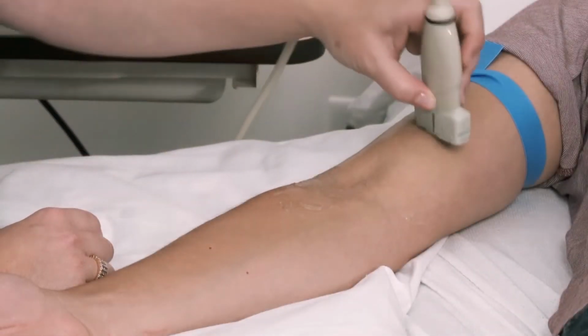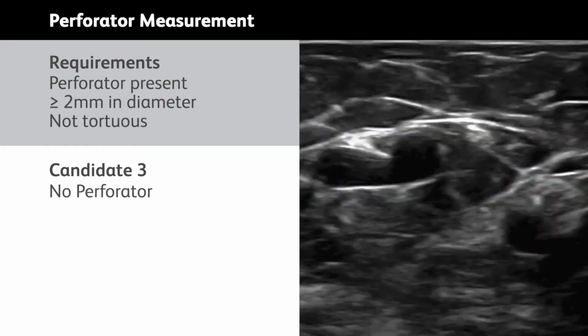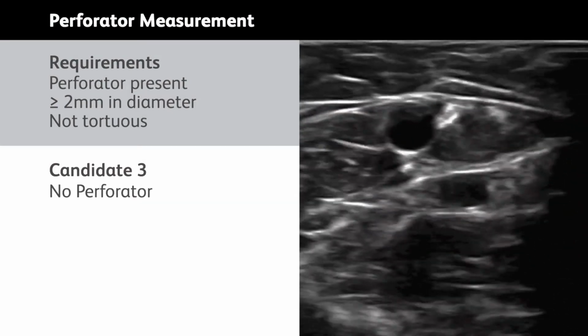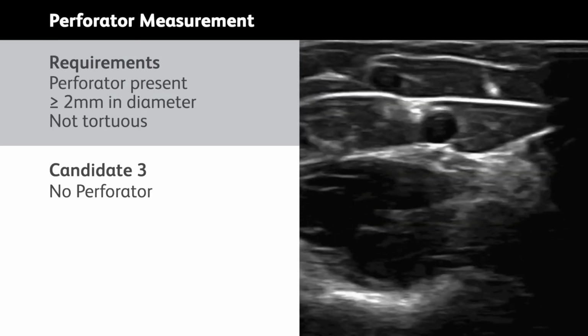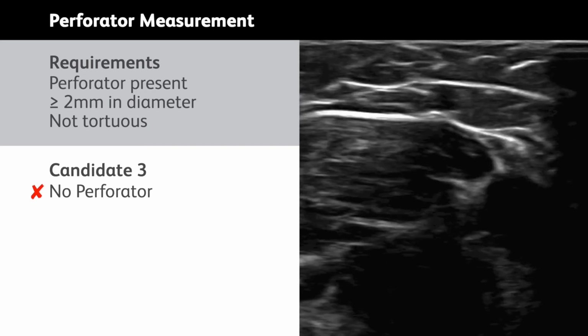In some cases, as you follow the cephalic or basilic vein down to the proximal forearm, you may not see a perforator communicating from the superficial system to the deep system. If a perforator is not present, this patient would not be a candidate for the WavelinQ EndoAVF procedure.